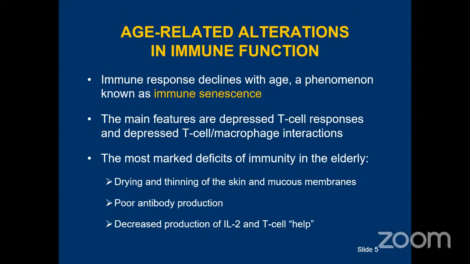Age-related alteration in the immune system. Immune response declines with age, a phenomenon known as immunosenescence. The main features are depressed T cell responses and depressed T cell macrophage interaction. The most marked deficiencies of the immune system in the elderly are drying and thinning of the skin and mucous membrane, poor antibody production, and decreased production of type 2 and T helper cells.